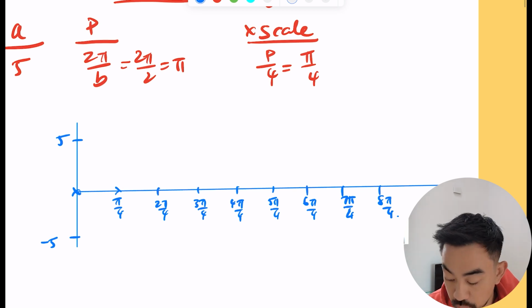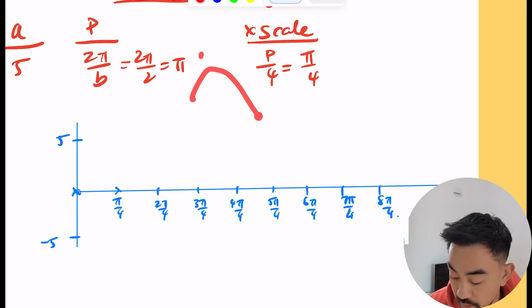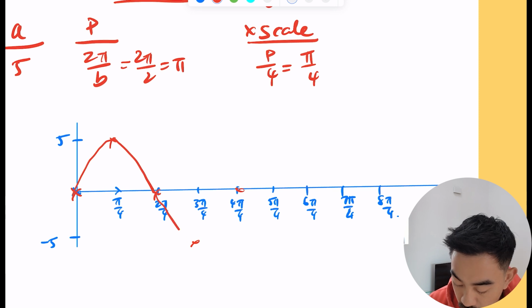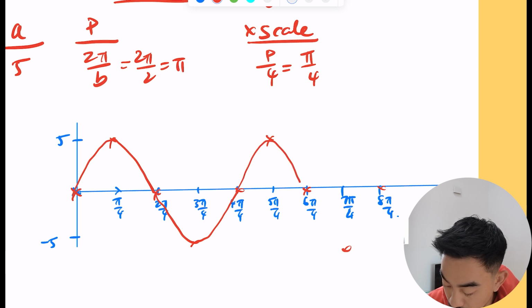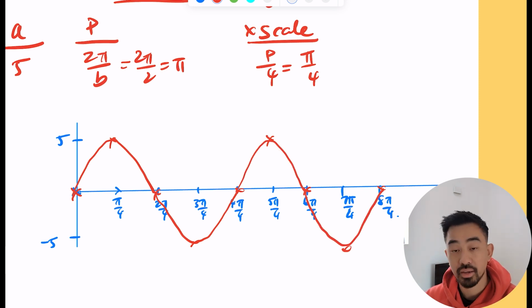Okay, so now let's just put in the x's. So once again, it's positive sine, so it's going to look something like this. There we go. That's the first one there. Done. Okay, so as you can see, there should always be an x, like a cross or a dot, where your x scale is. That's the whole point of the x scale.